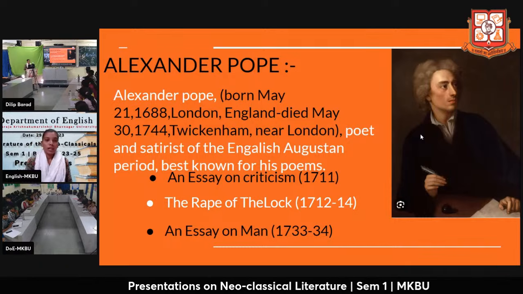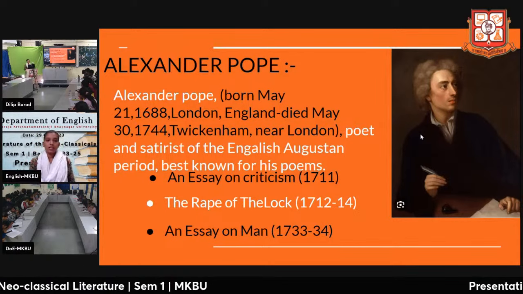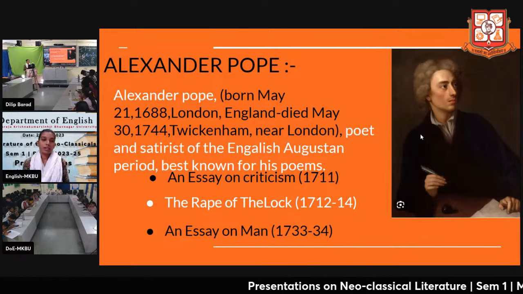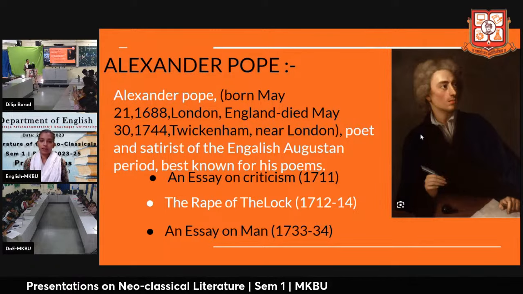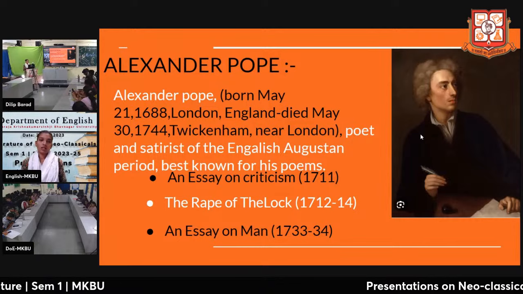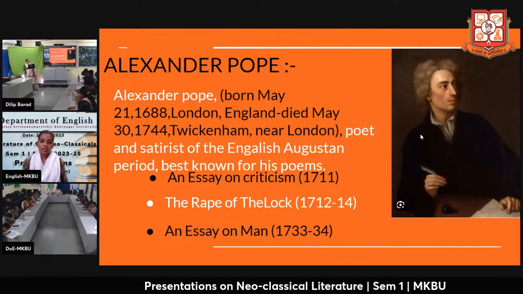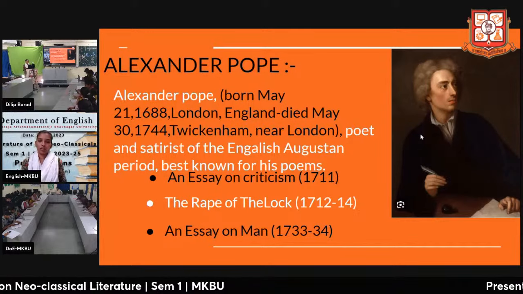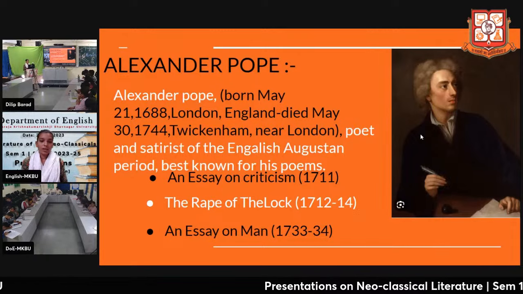Alexander Pope was born May 21st, 1688, in London, England. He died May 30, 1744, in Twickenham, near London. He was a poet and a satirist of the English Augustan period, best known for his poems An Essay on Criticism, 1711, The Rape of the Lock, 1712 to 14, and An Essay on Man, 1733 to 34.